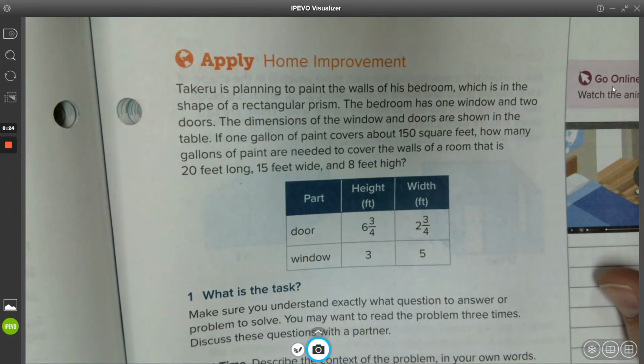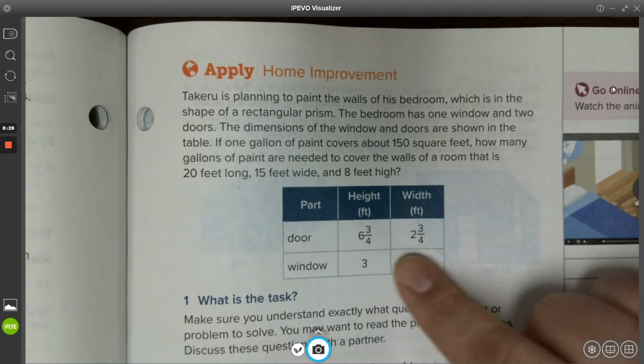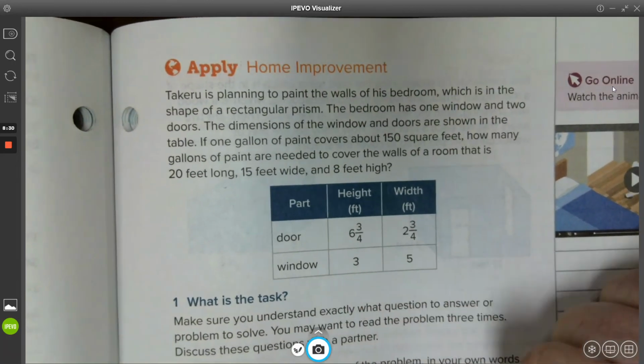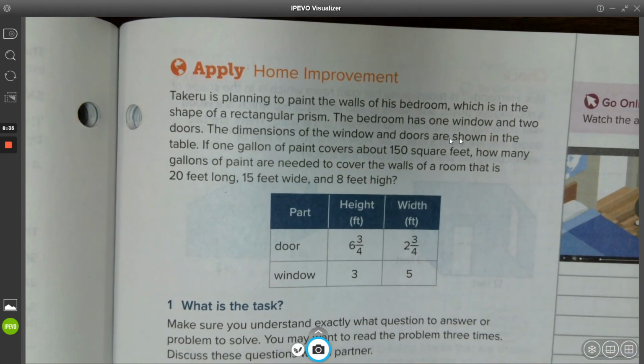So you're going to want to maybe draw a picture to help you with this, and you're going to want to also subtract the areas of the doors and the windows. So that is your apply problem for today.